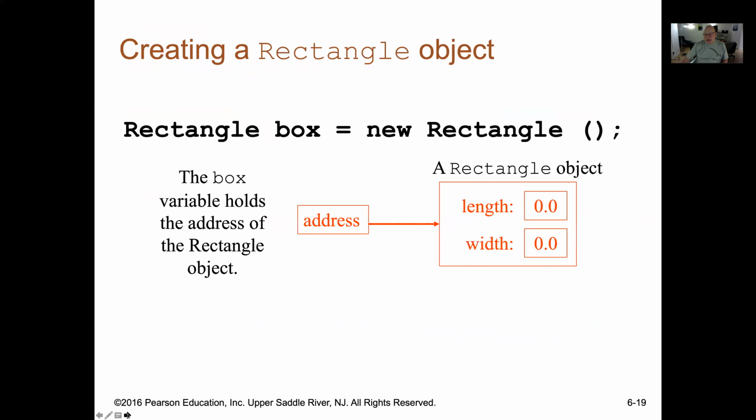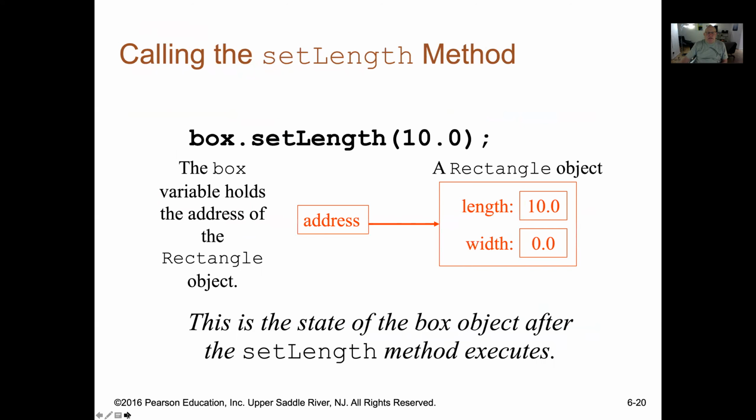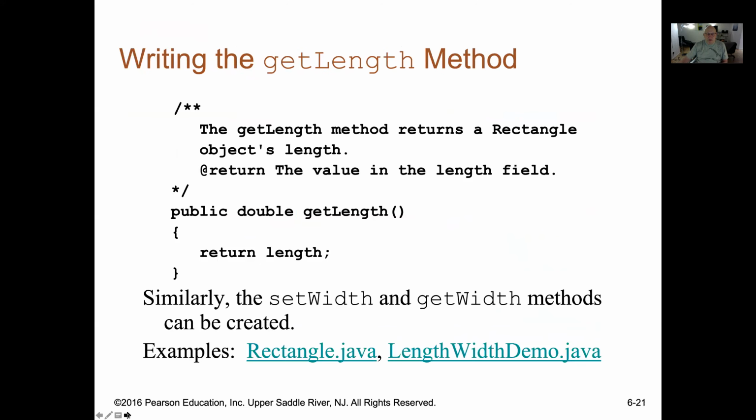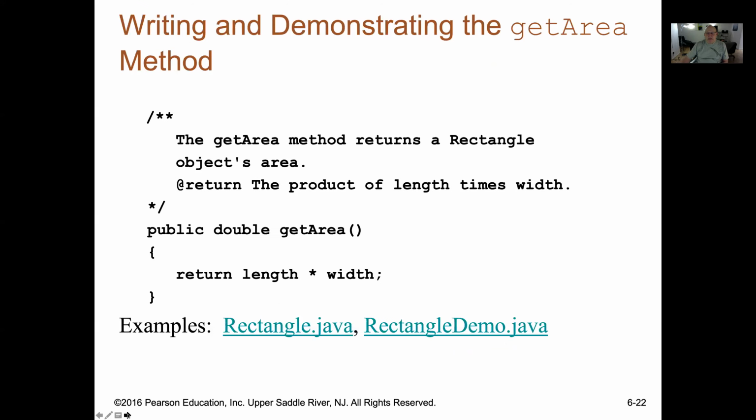This is how you create a Rectangle object. The box variable holds the address of the Rectangle object. This is how you call the setLength method. This is how you write the getLength method. So this is demonstrating the getArea method.